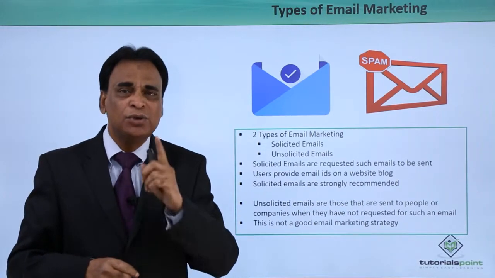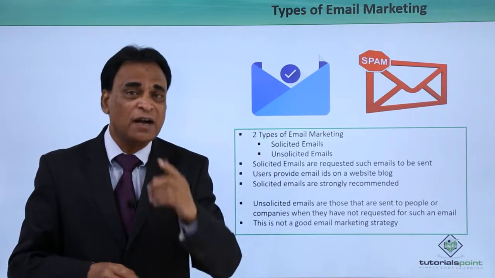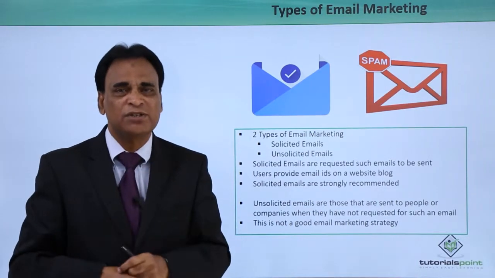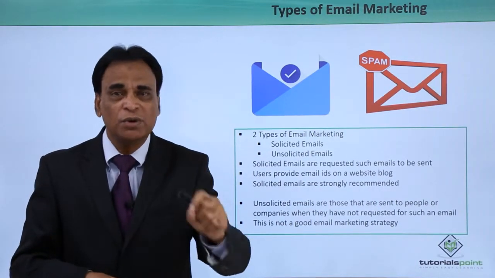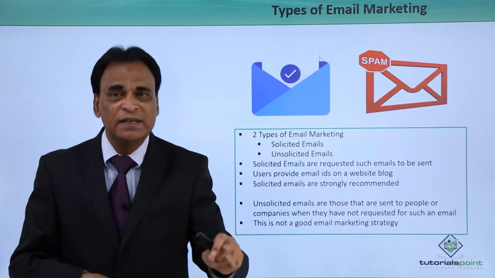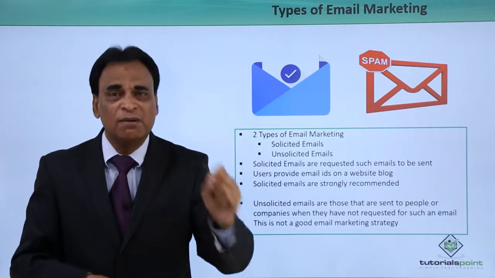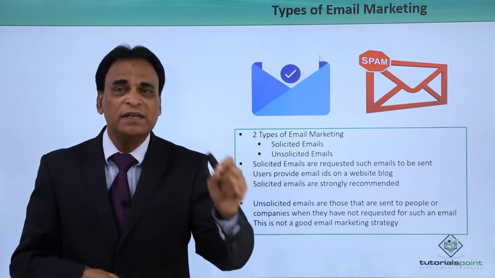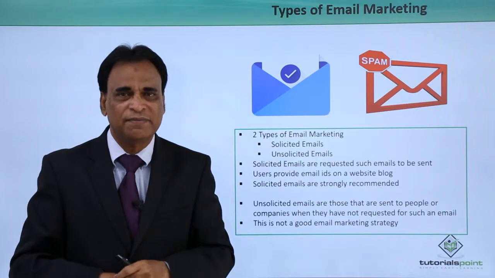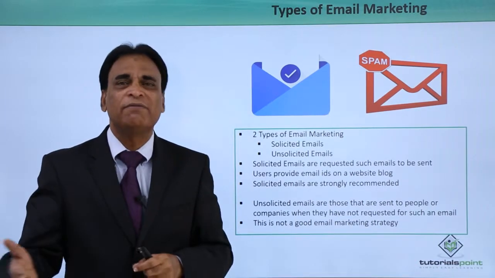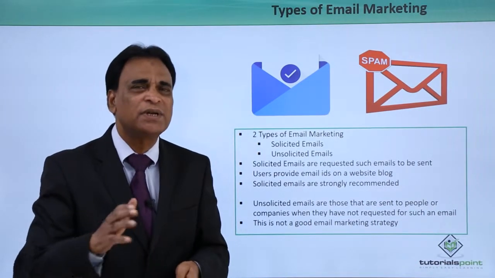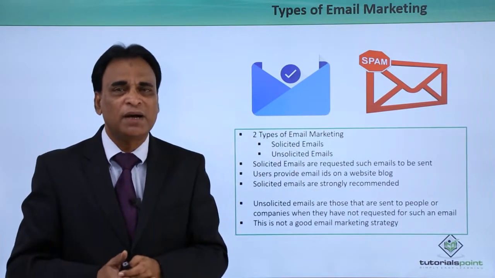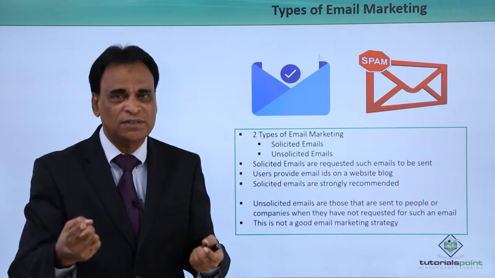Send emails to those who have asked for the emails to be sent, those who have requested them. They go into their inbox and read it, they click on the links, they come to your website or to the landing page, and that is how you generate leads leading to customers. Unsolicited mails will not work and should be completely avoided. That is basically what the two types of email marketing are: solicited email and unsolicited email.